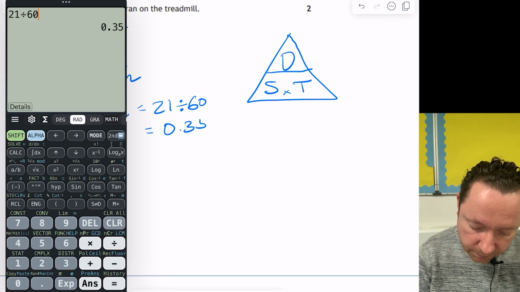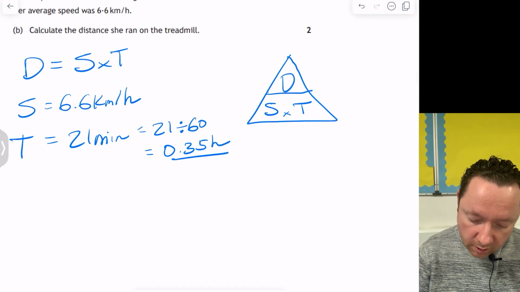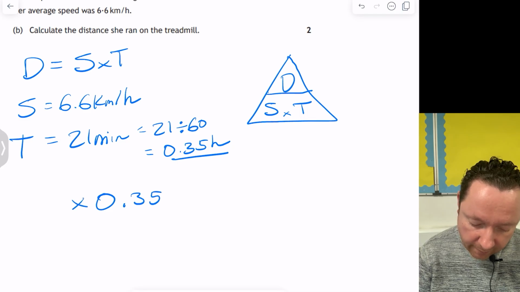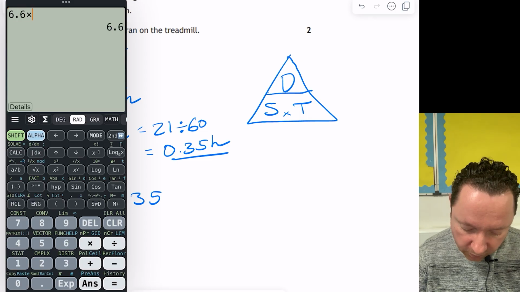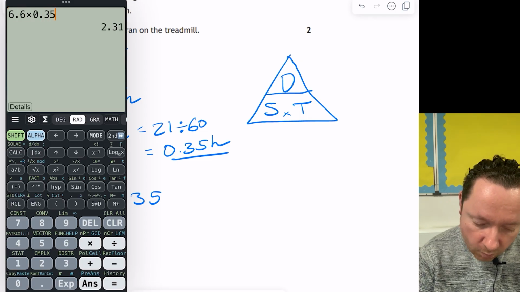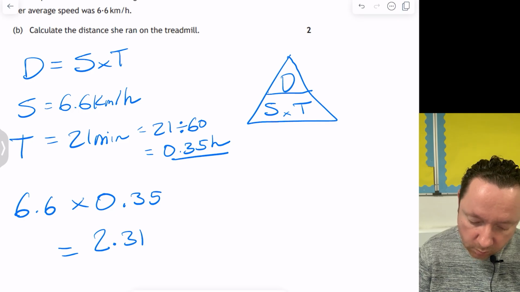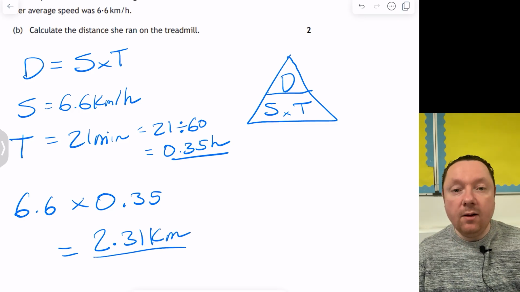0.35 hours. If you don't do that step, you're going to lose a mark. So now I just do 0.35 is the one number, and it's times by 6.6. 6.6 times 0.35 is 2.31. 2.31 in the units, well, it was kilometres per hour, so it's kilometres for distance, and we're done there.